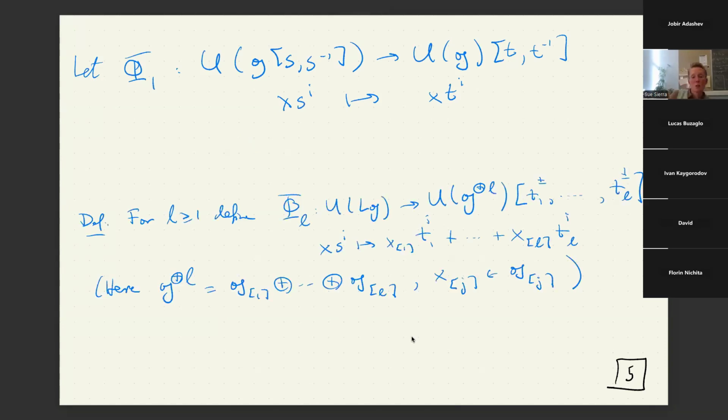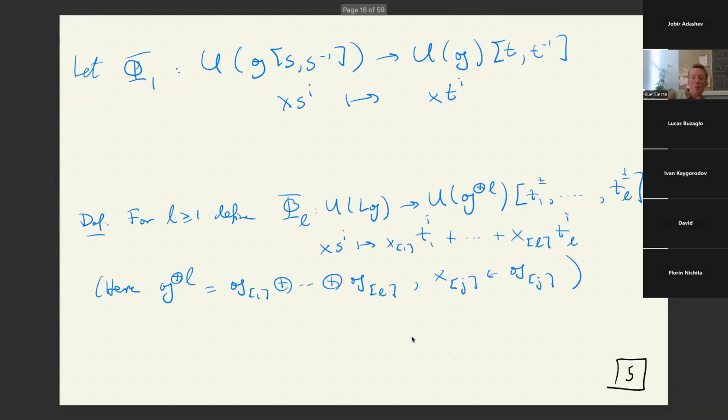But you can soup this up to get a whole family of ring homomorphisms, which are called phi sub L. So phi sub L maps the enveloping algebra of the loop algebra to Laurent polynomials in L variables over the enveloping algebra of L copies of the underlying finite-dimensional Lie algebra. So I take some x s to the i, and I map it to x in the first copy of G times t1 to the i, plus and so on, plus x in the Lth copy of G, tL to the i. So really what I'm doing here is the enveloping algebra of G direct sum L is the same thing as the L-fold tensor product of UG. So in here is the co-multiplication on the enveloping algebra of G.